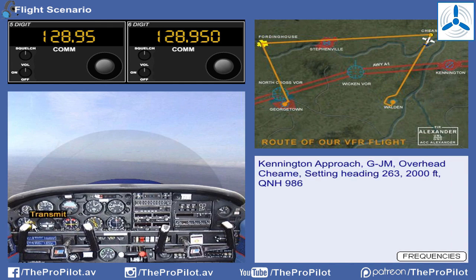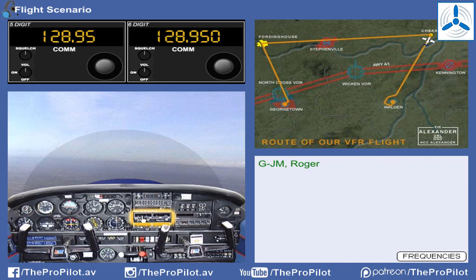Kennington approach, Golf Juliet Mike overhead Cheam, setting heading 263, 2,000 feet, QNH 986. Golf Juliet Mike, roger.